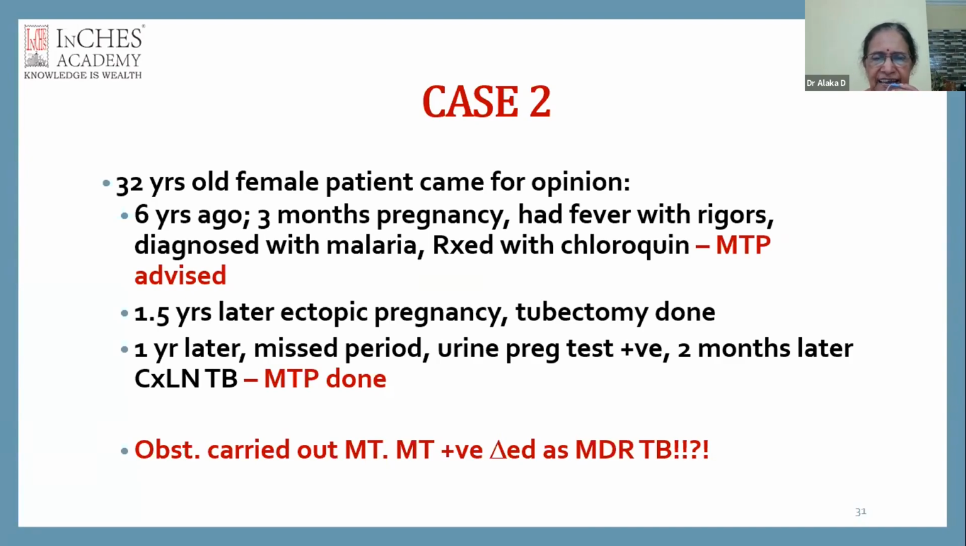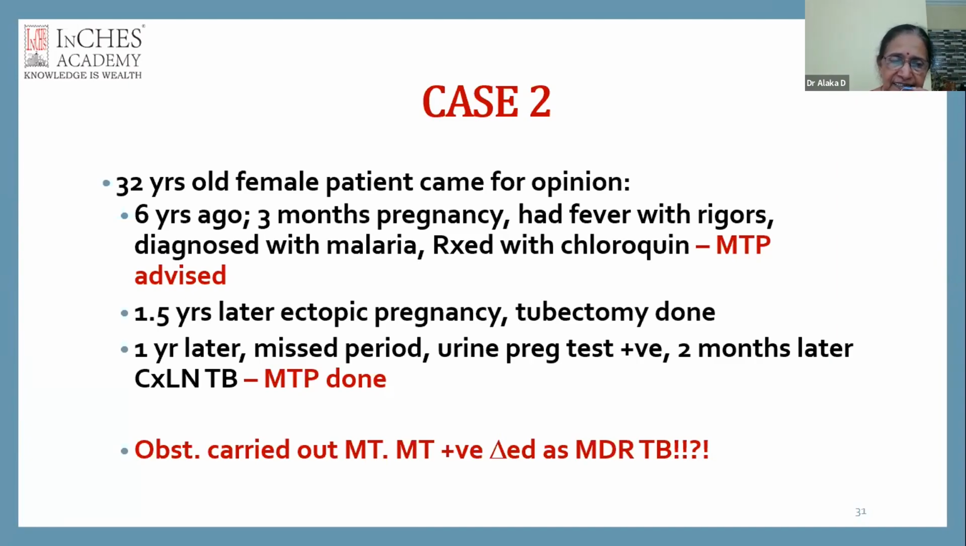1.5 years later, there was an ectopic pregnancy. So, tubectomy was done, and one tube was sacrificed. 1 year later, she missed her period. Urine pregnancy test was positive, so they were happy that she had conceived the third time. 2 months later, there was a lymph node in the neck. The lymph node turned out to be TB, and therefore MTP was done. Poor couple lost 3 children, in my opinion, for no rhyme or reason.